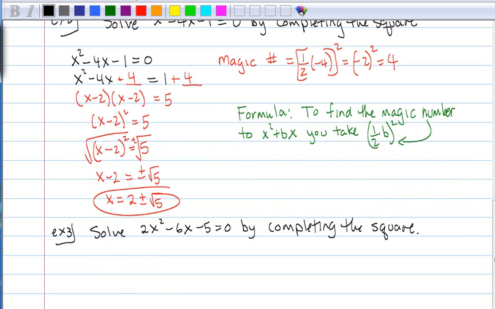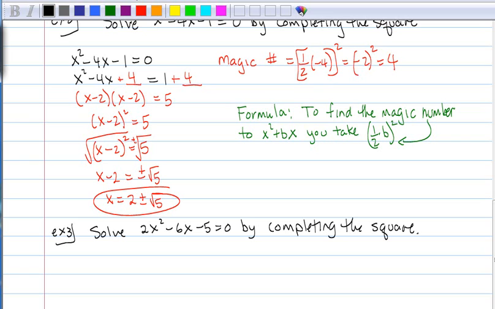Let me do one more example. The reason I'm doing one more example is because when you have a number in front of the x squared, notice how I didn't have that before, it does make it a bit trickier. How are you going to complete the square with a 2 there? You'll have one factor as a 2x and the other as an x, and they have to be exactly the same. So to complete the square when you have a number, you need to somehow get rid of that 2.